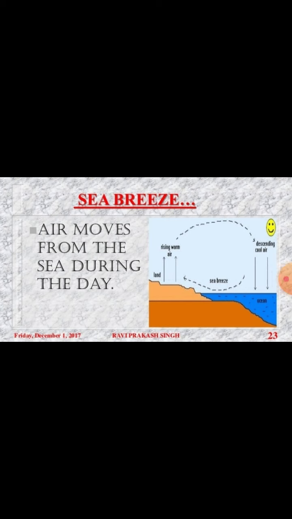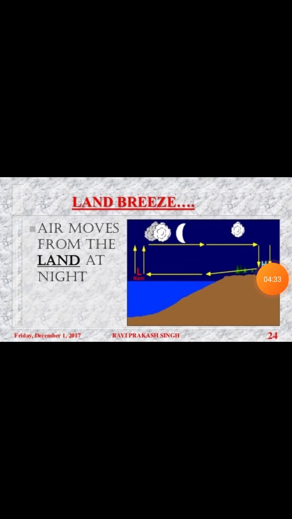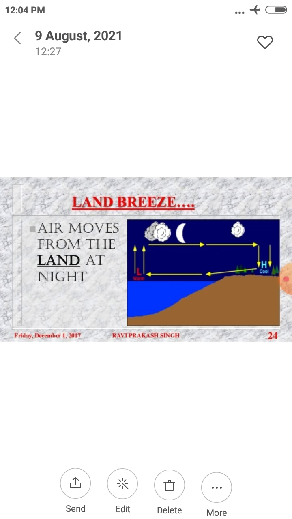Observe the figure here. Air moves from the sea during the day. Observe that dotted figure. In the sea breeze, the air is rising over the land in the daytime. In the night time it is descending, that is cool air. This also shows it to you. And next, this is the land breeze. The air moves from the land at night. See how it cools. Here the warm air is hot, and it will cool.